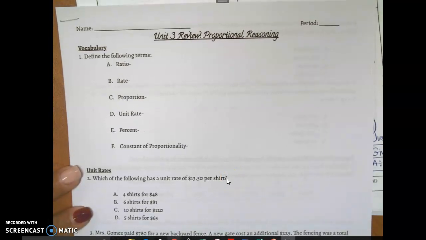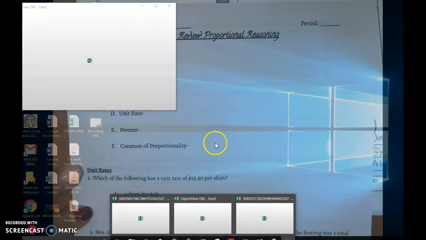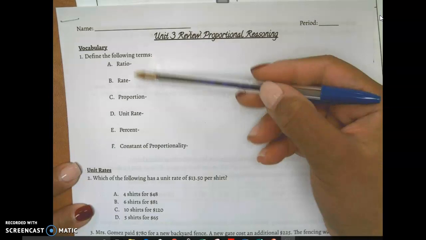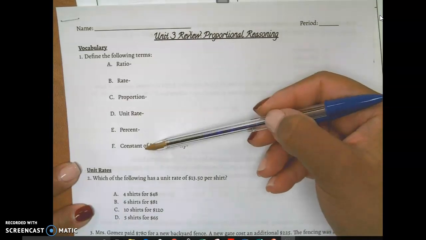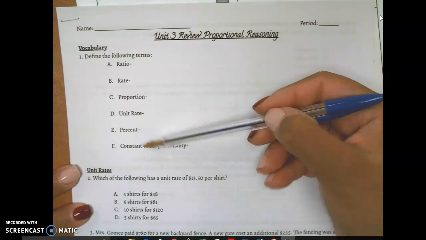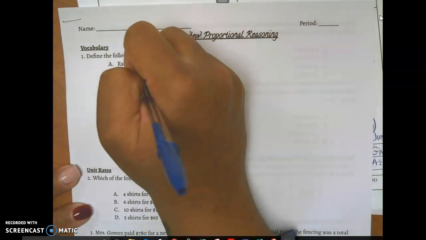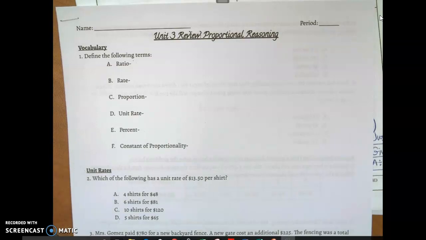All right, so Unit 3 review for proportional reasoning. These are words that we're going to need to know for our test on Friday. A ratio and a rate. They are about the same things. What is a ratio?